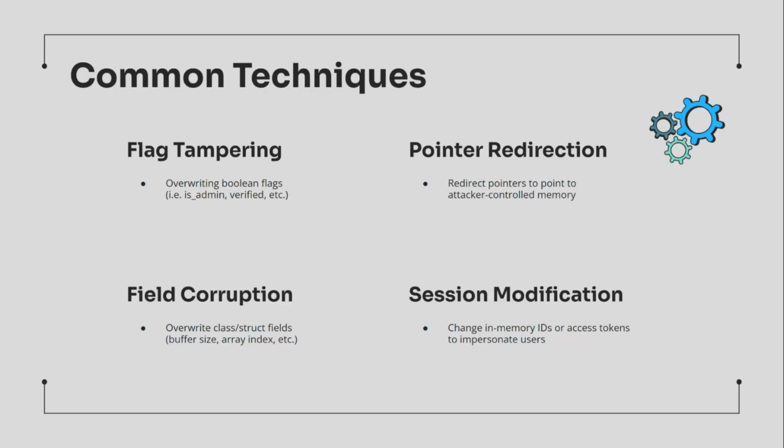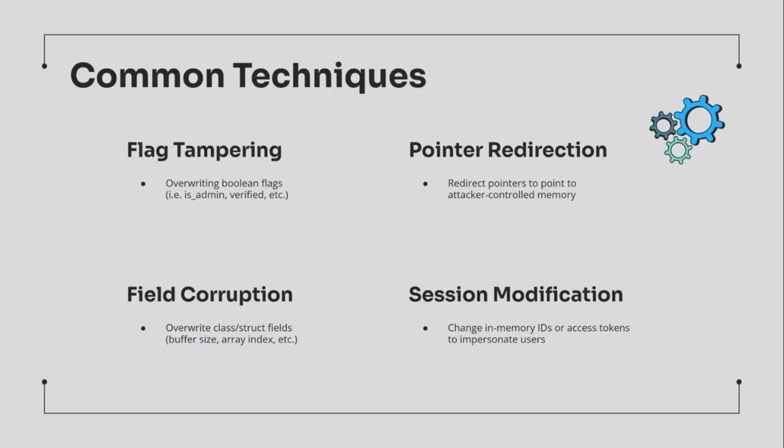So here are some common non-control data attack techniques. First, flag tampering is often used to change Boolean variables. For example, if there's a flag set true or false to let you know if a user is an admin or if they've been verified, that sort of thing. The attacker will alter these variables to gain access to the program, impersonating an admin or a user that has authority.